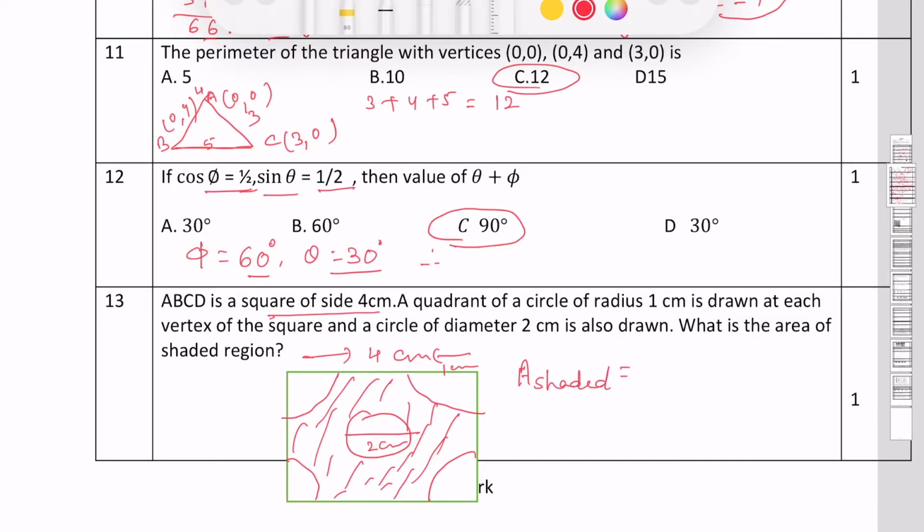That is area of square minus area of two circles. We find out it is 4 square minus area of two circles, which is 2 into pi into r square, that is 1 square. So 4 square minus 44 by 7, that will be 9.72 centimeter square.